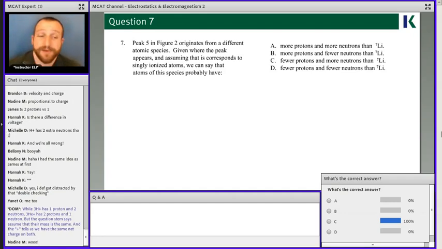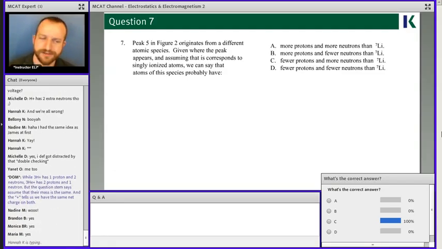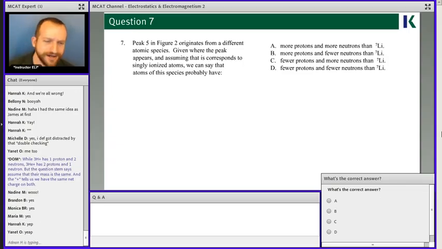Suppose we got asked about peak 5. Did we expect to get asked about peak 5? Was that something we predicted we would see? Absolutely. It was our outlier. We knew we were going to get this question. Okay, now, assume this is from a different atom. What could we say if we know it's singly ionized?